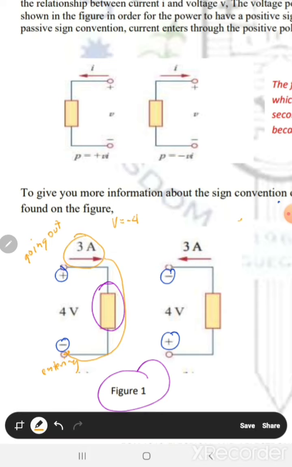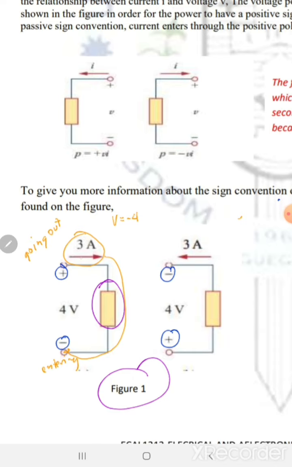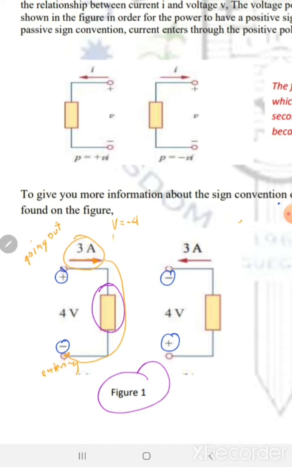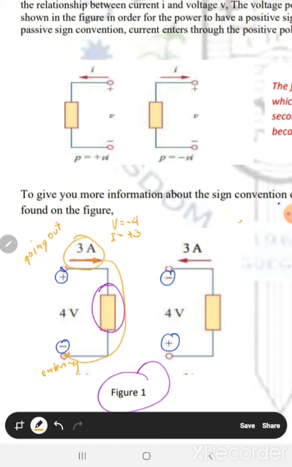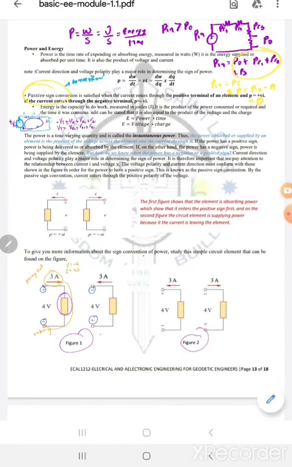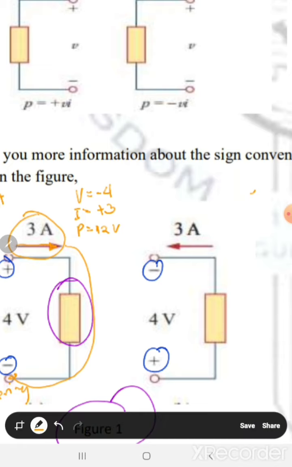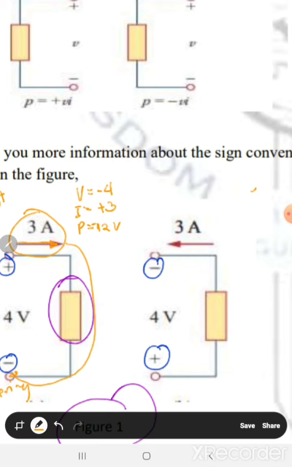What is the value of my current then, sir? The value of your current is that you assume that this current will be the direction of your current. It is going to the negative of your 4 volts. So therefore, it is I equals positive 3. Right? Therefore, the power is equal to negative 12 volts.